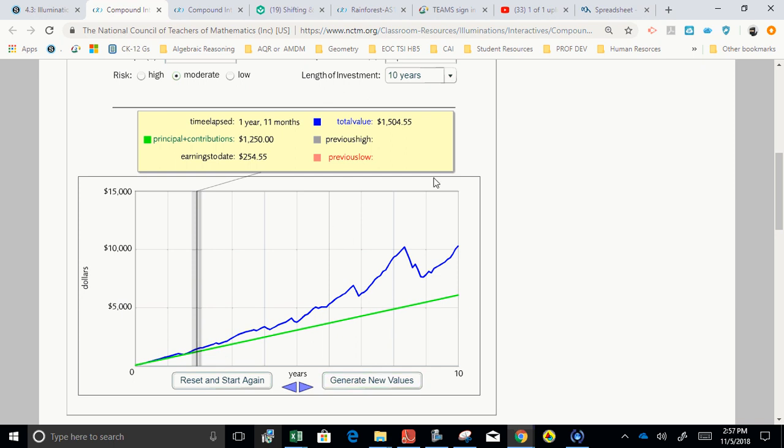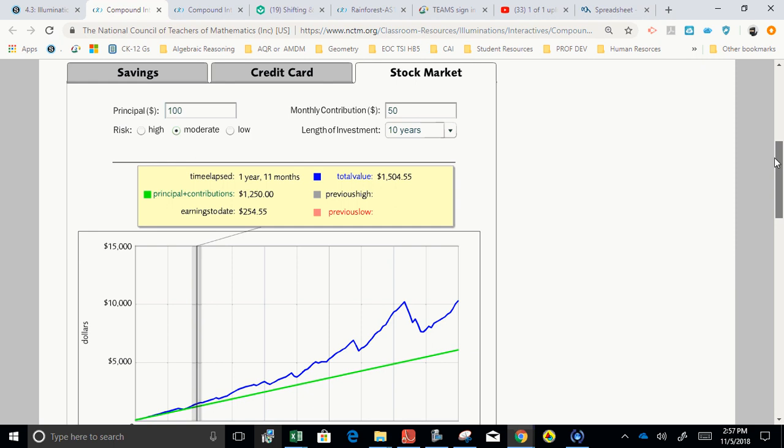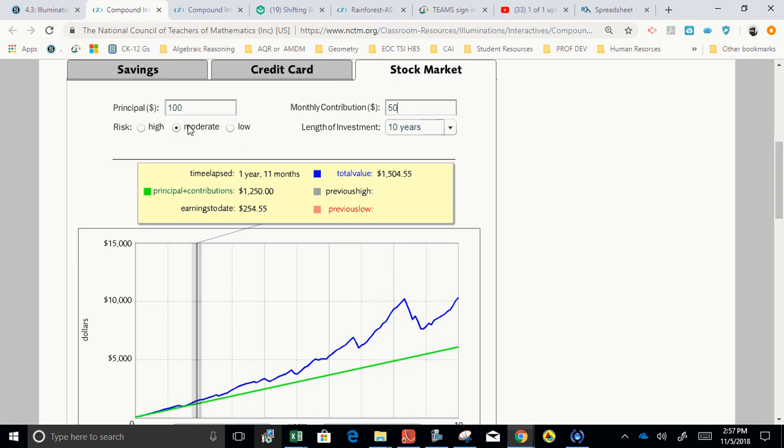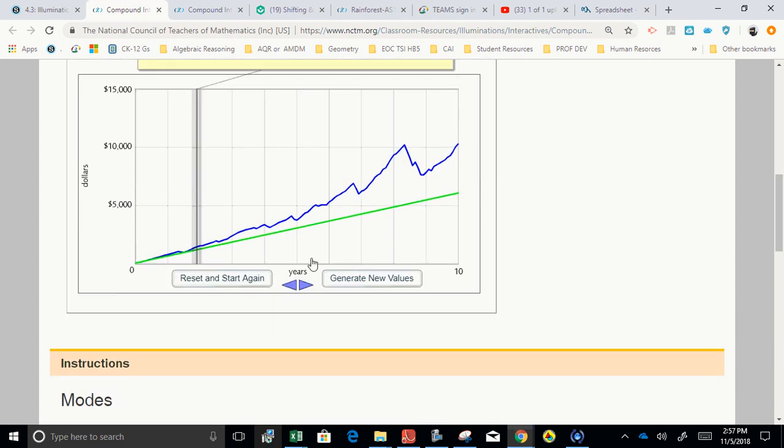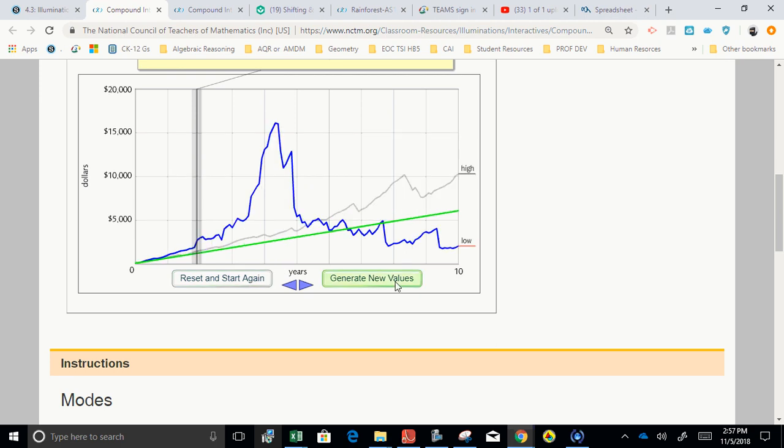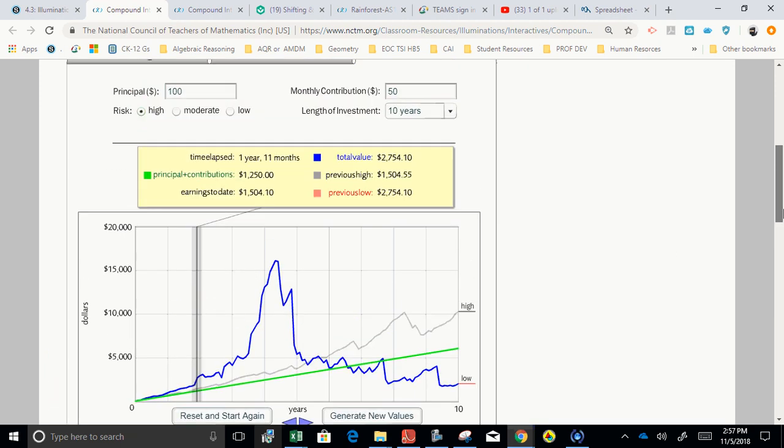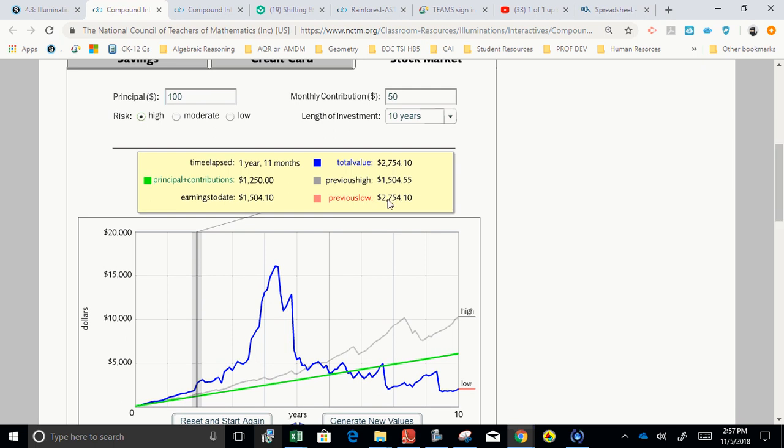Where do we put the risk, people? I don't see it. Right there. Let's do high. Then reset values. So there it is, and look what happened. We had a low here and the previous high of that. The total value is 2,700. Earnings to date were 1,500, and we contributed 1,250. So we gained what, like 250?